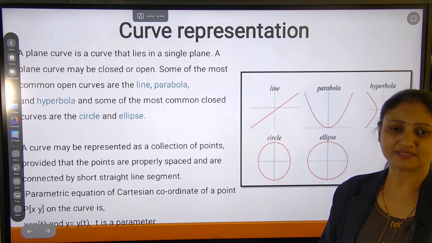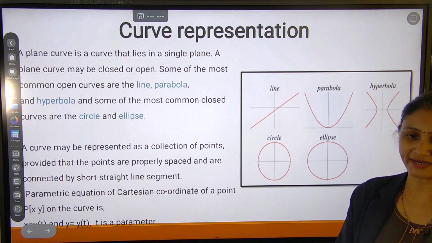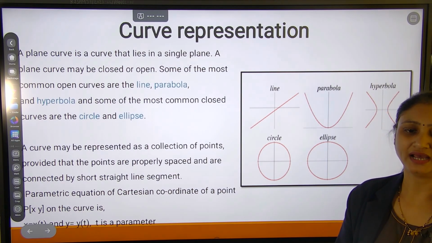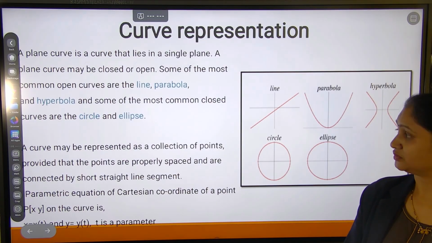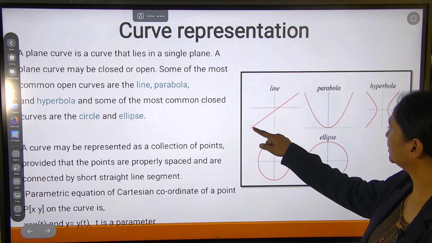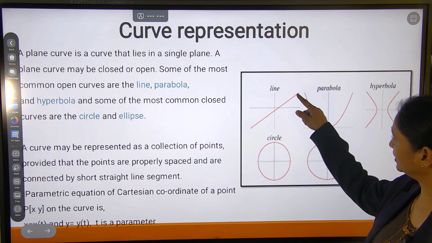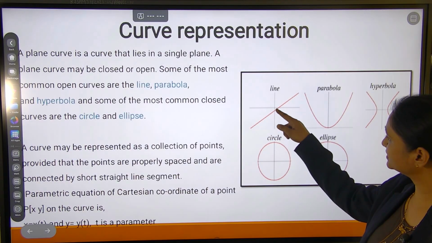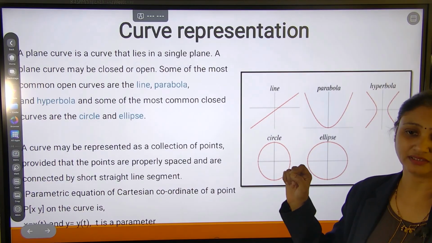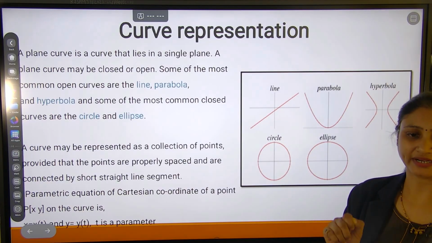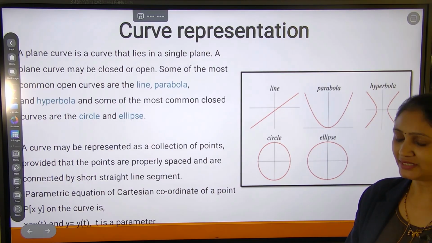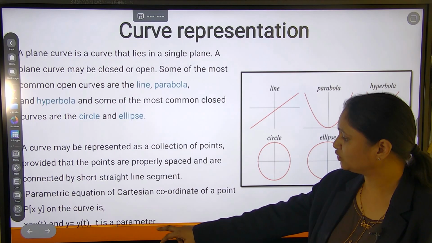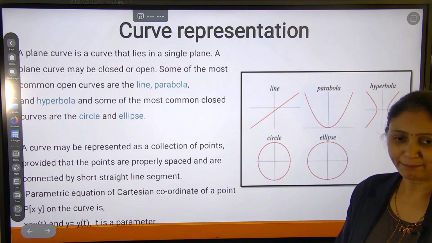A curve may be represented as a collection of points, provided that the points are properly spaced and are connected by short straight line segments. There are infinite number of points on this line, so this line is generated by connecting the points by straight lines. The parametric equation of Cartesian coordinates of a point P (x, y) on the curve is x equal to x of t and y equal to y of t, where t is a parameter.